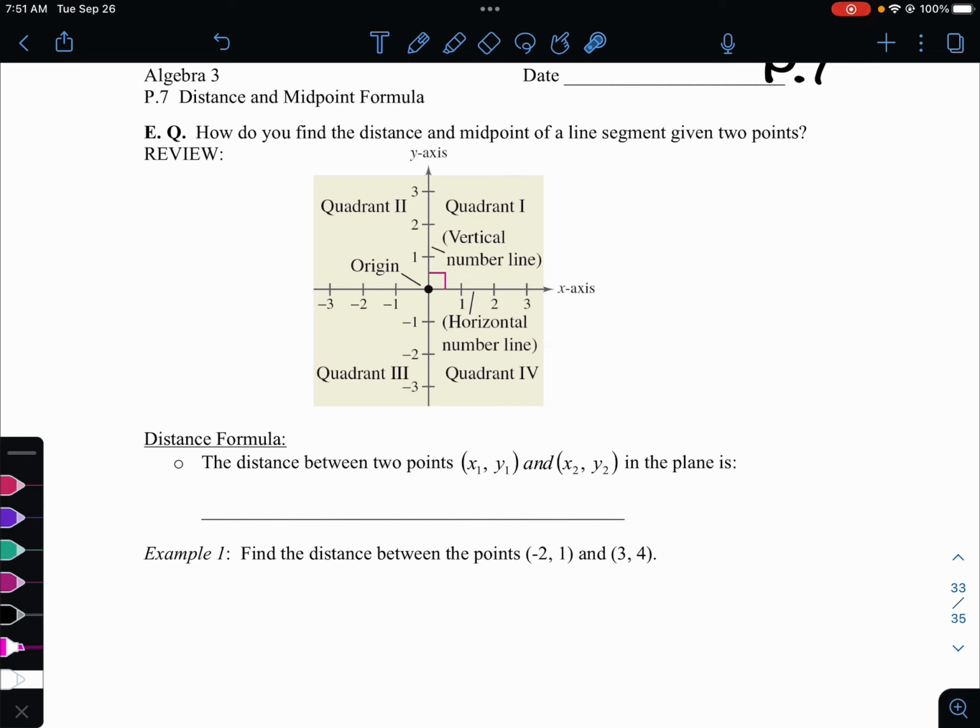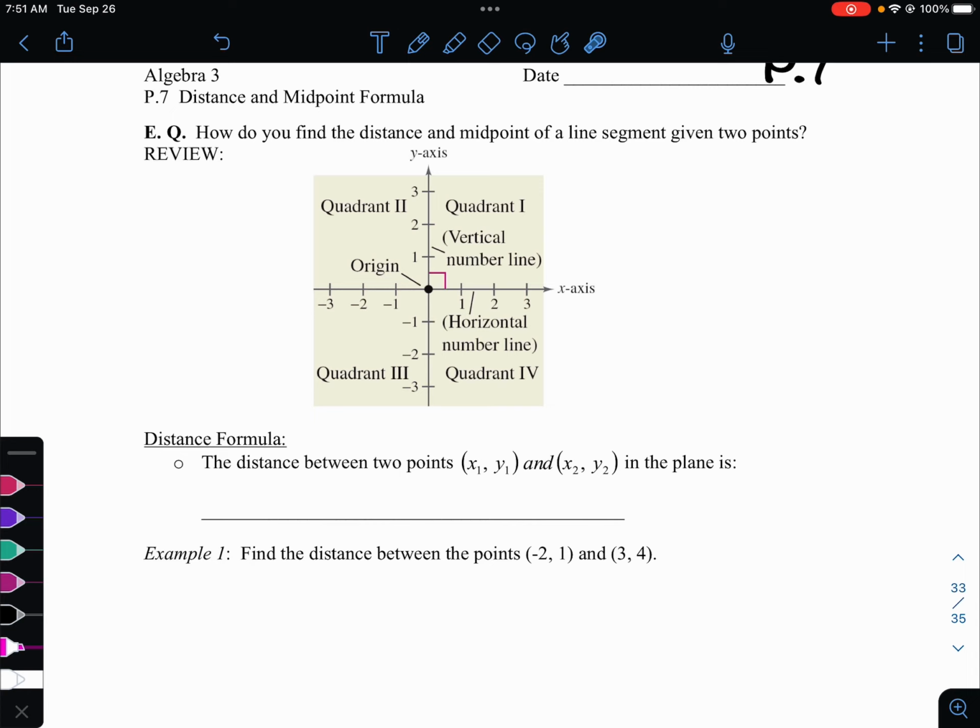Okay, so the y-axis is the vertical number line. The x-axis is the horizontal number line. The point in the center is called the origin. And I think that's all we need to review for that. So that's everything right there.